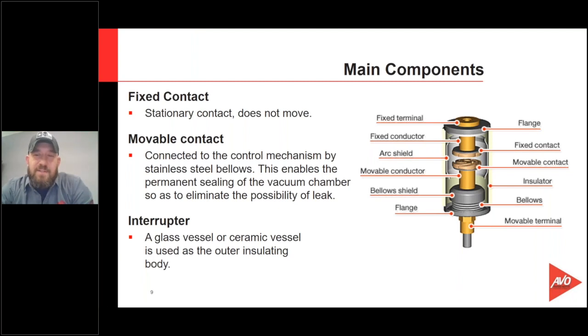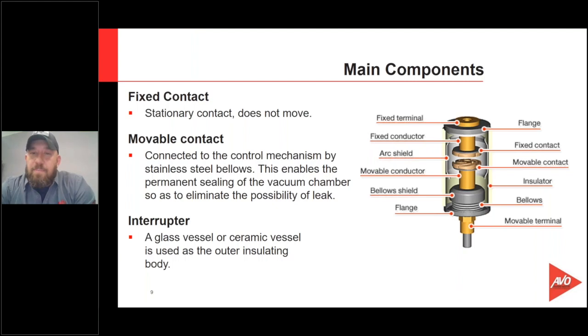I got a couple other shots in here of some flexible metallic bellows, and what these flexible metallic bellows do is they allow that movable contact to open and close and still allow that bottle to retain its vacuum. So to me, that's the heart and soul of this bottle. If those bellows fail, then that bottle loses its pressure and air leaks into that bottle, and now we could have catastrophic failure.